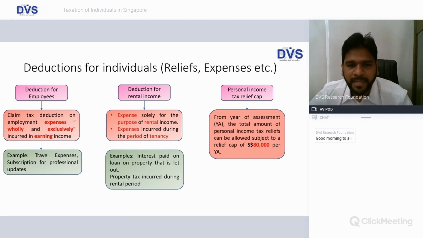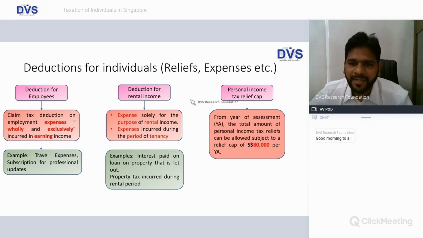For rental income, all those expenses solely for the purpose of renting out, for example, paying the interest on property or property tax paid during the period, paying a consultant or agent for finding a tenant for that particular property, all these expenses which are exclusively and solely related to that rental income can be deducted. An expense incurred during the period of tenancy as well can be deducted from the rental income to arrive at that net rental income, which will be treated as part of your net income.